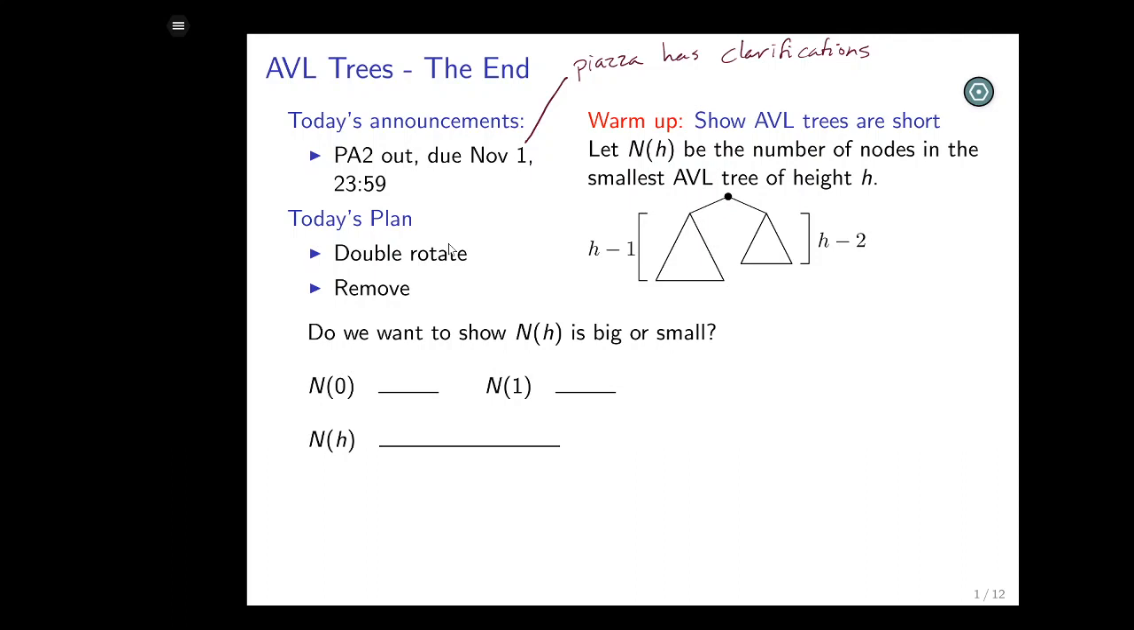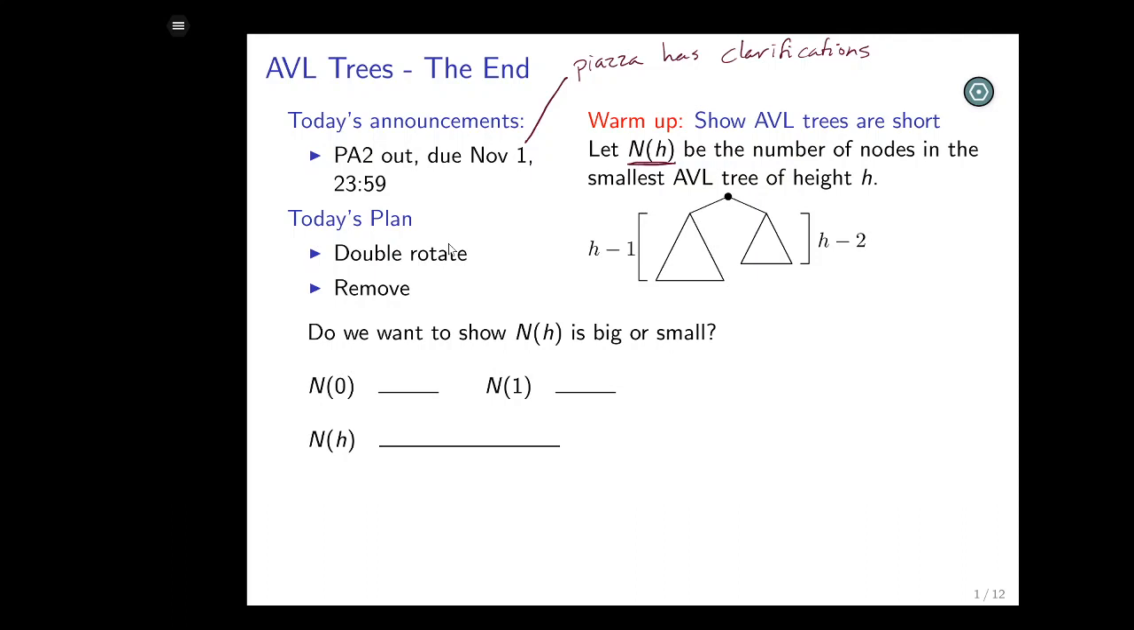And in order to do that, we're going to look at the number of nodes, n of h, in the smallest AVL tree of height h. So this is the fewest nodes that you need to put into a tree in order to create a height h AVL tree. Now, maybe it's a little bit odd to think about a function of the number of nodes when we're actually trying to talk about height, but we'll see how that works out.